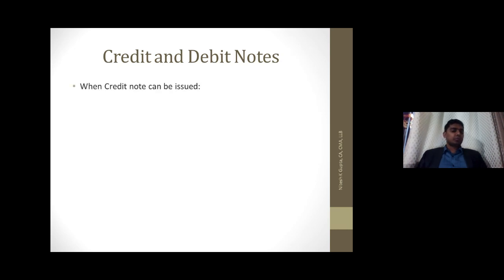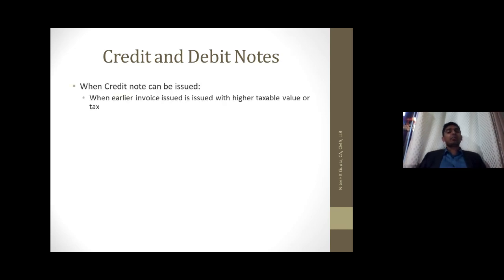Credit and debit notes. When can a credit note be issued? If the earlier invoice was issued with a higher taxable value or tax. Suppose I sold goods for 1 lakh rupees. Now I realized that the goods were worth only 90,000. The person is paying me only 90,000. Now I can issue a credit note for 10,000, because the 1 lakh tax invoice I have already issued had a higher taxable value.